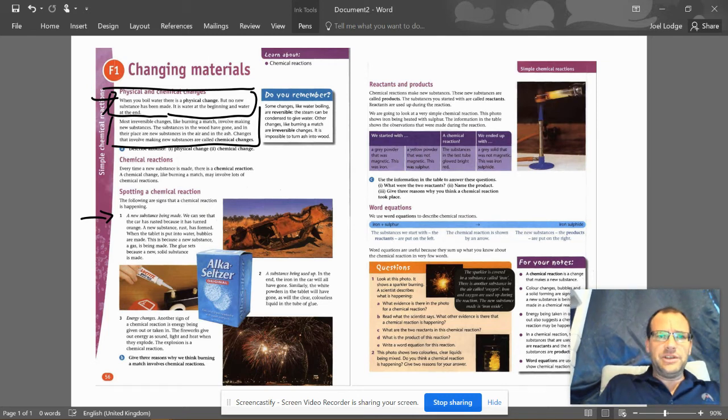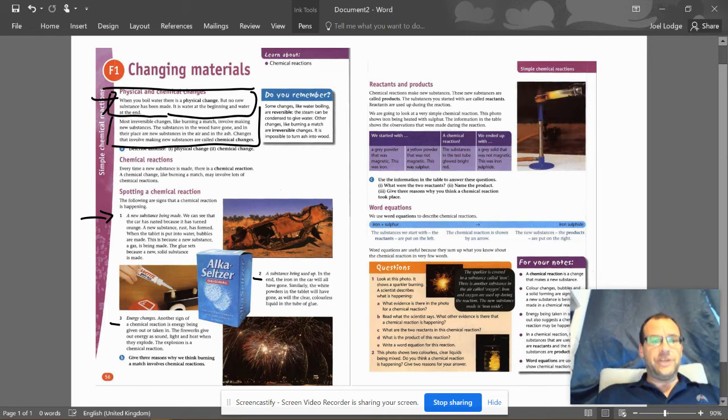Okay. Number two, a substance has been used up. In the end, that iron in that car will all have gone and it will all have turned into a new substance, iron oxide. Number three, energy changes. In chemical reactions, sometimes energy is given out. We call that an exothermic reaction. And sometimes energy is taken in. We call that an endothermic reaction.